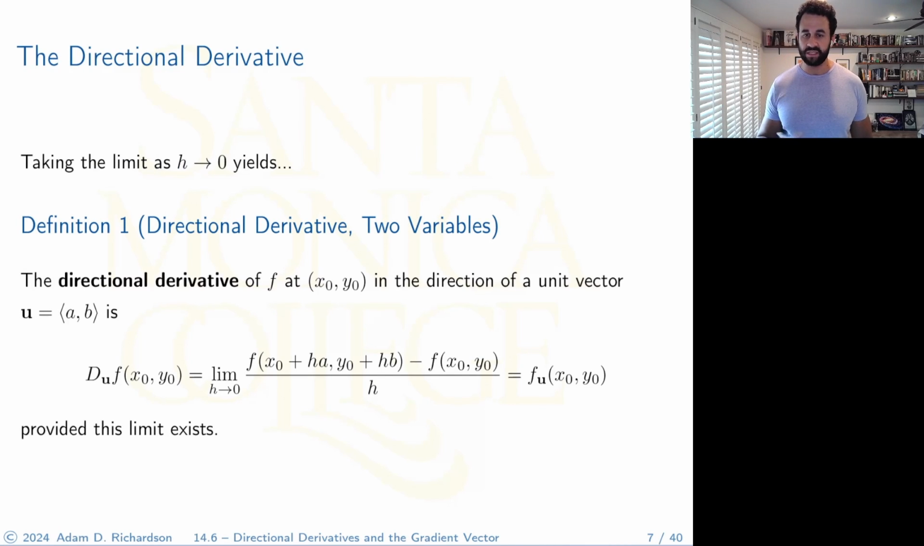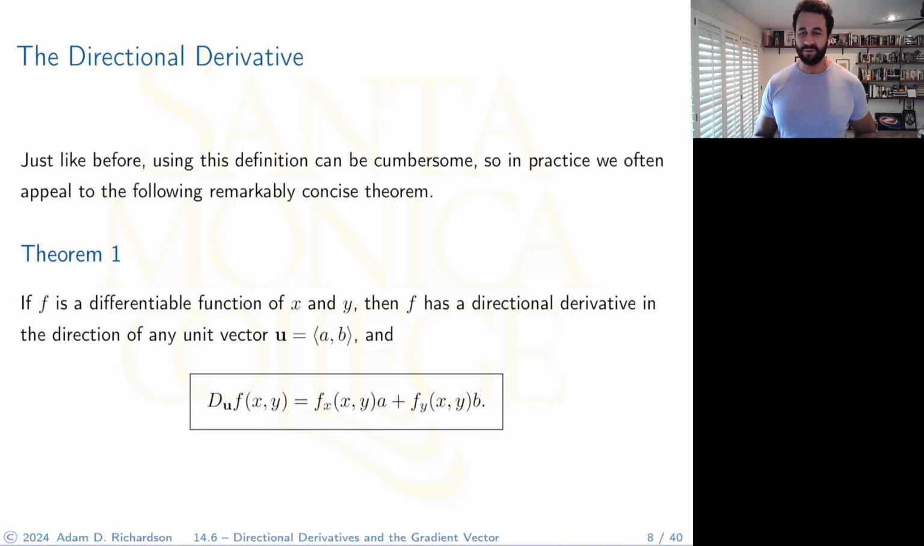And again, this is all assuming that these limits exist. If this limit doesn't exist, then you can't have a directional derivative in that case. Just like before, using the actual definition of the derivative can be cumbersome. So in practice, we like to have a shortcut, usually some kind of formula or set of properties that we can use. The same thing is going to happen here.